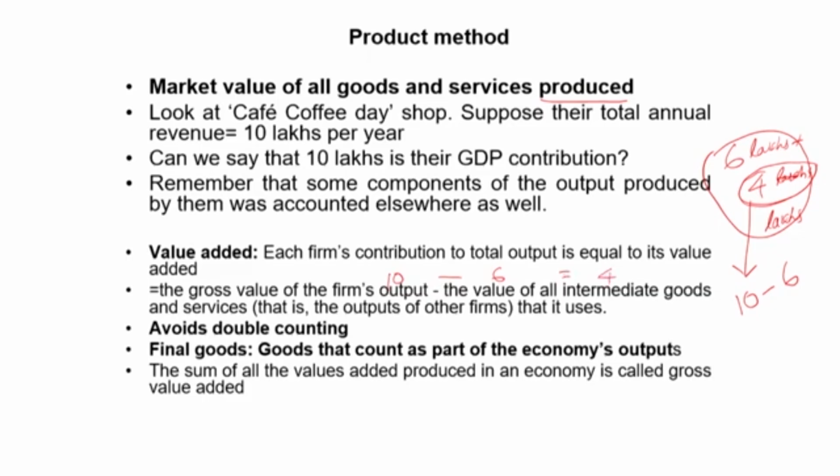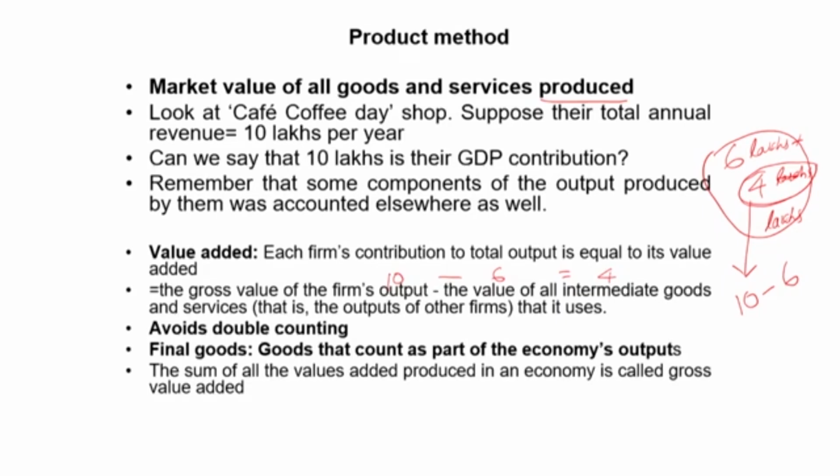So it avoids double counting. Suppose if we directly say that the 10 lakhs we take as their GDP contribution, that is actually double counting, because the firm that produces sugar, the firms that produce coffee, the firms that produce milk, they will be adding this value in their revenue. When they are reporting their GDP contribution, they will be reporting this. But then when we are including it here, we are double counting. So in order to overcome this, we are actually using the value added method.